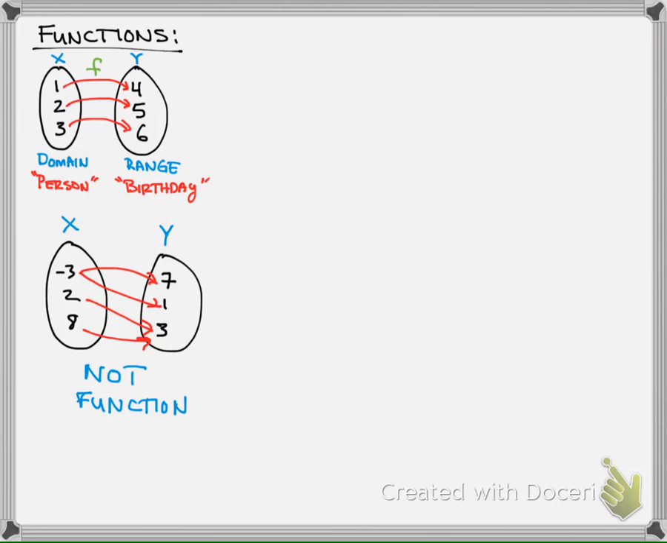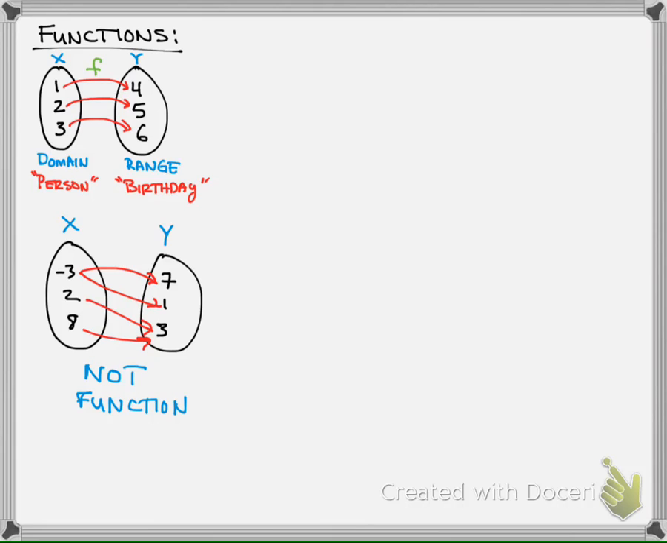Now, looking at 2 and 8, we also see that they both go to the same y value. This is okay. It's okay for 2 people to have the same birthday. For instance, twins would be an example of that. But the only way someone can have 2 birthdays is if they lied about their birthday, and that's just not possible.